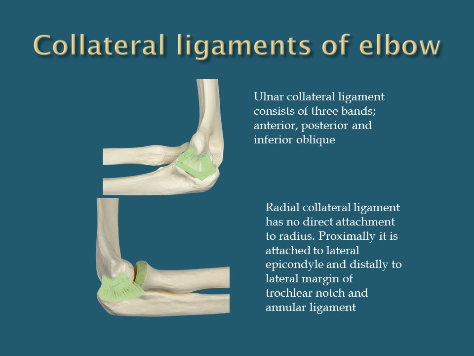And on the radial side, you have the radial collateral ligament. Here is your radial collateral ligament, which has no direct attachment to the radius. Proximally, the ligament is attached to the lateral epicondyle, and distally, it attaches to the lateral margin of the trochlear notch of the ulna, and also to the annular ligament of the superior radio-ulnar joint.